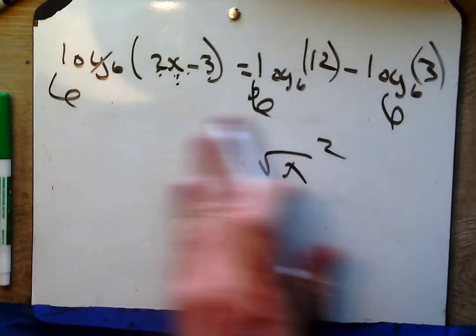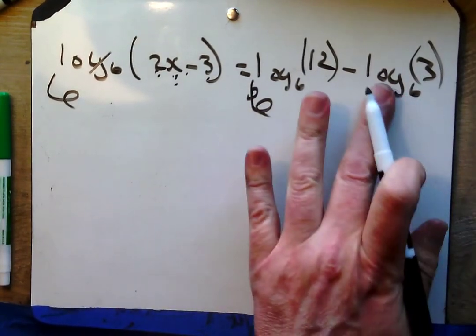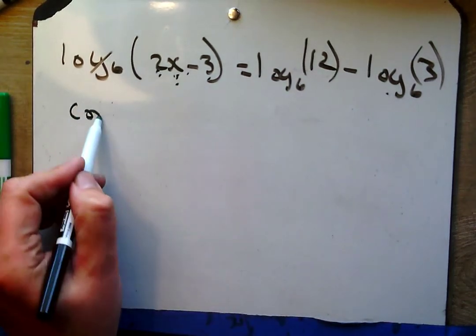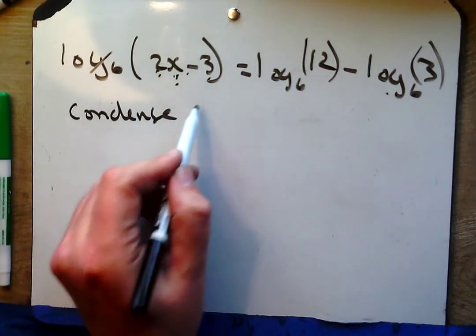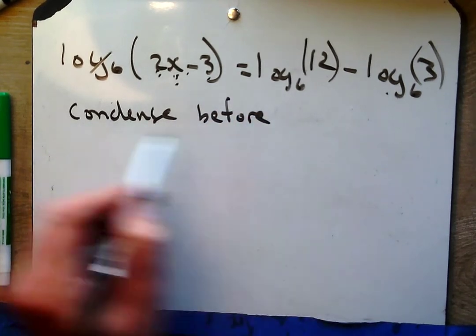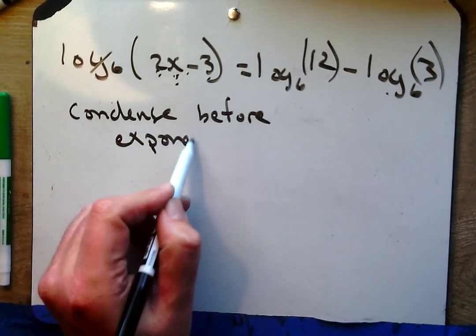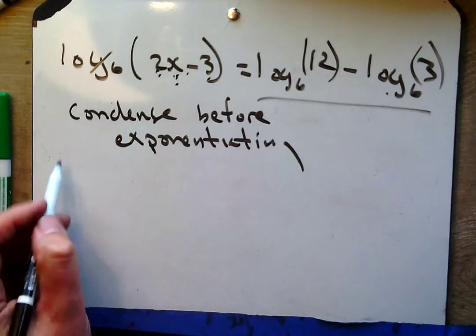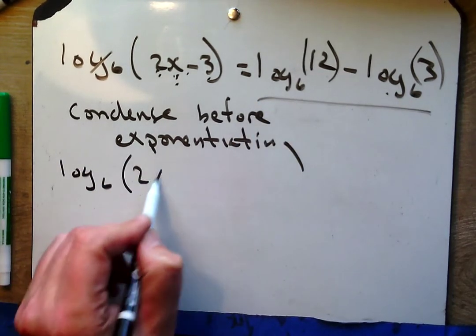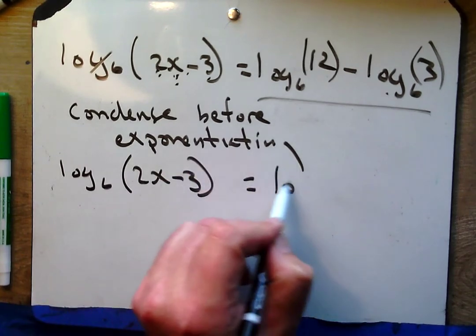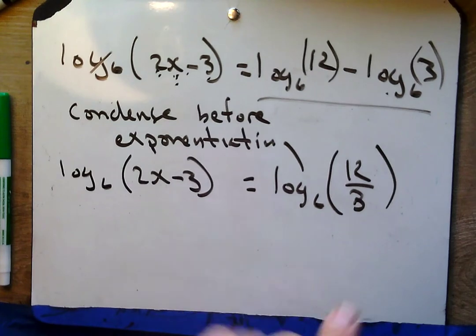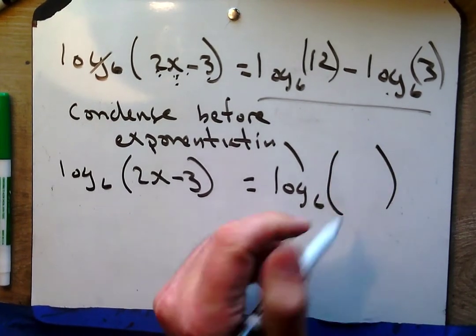Okay, so yeah, can't do it to each piece. Have to condense first before exponentiating. No problem, I can condense these. Log base 6, 2x minus 3 equals log base 6 of 12 over 3. So 12 over 3, yeah, that's 4.